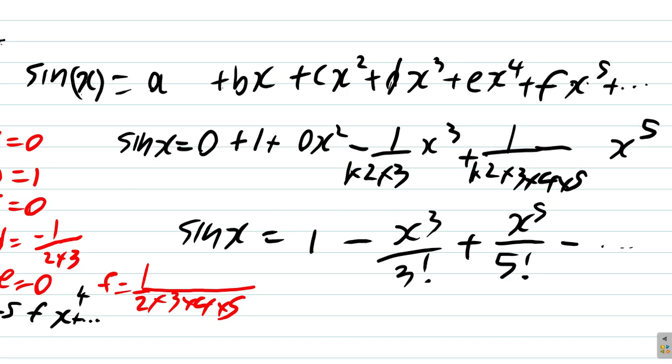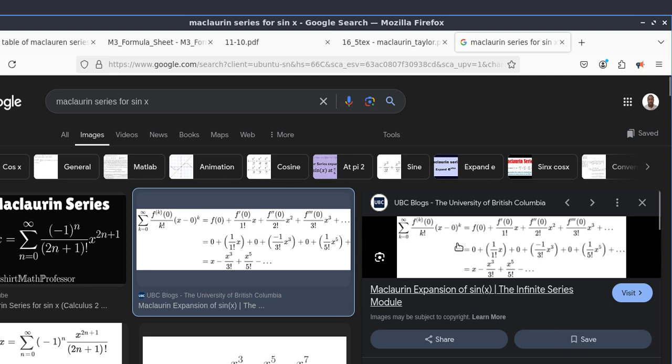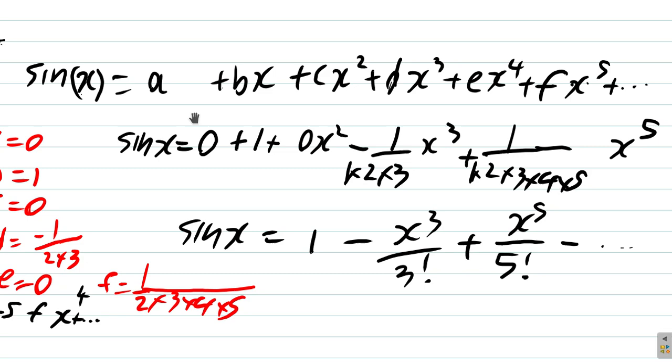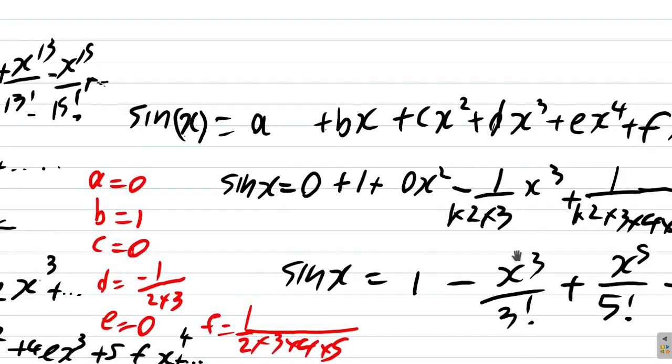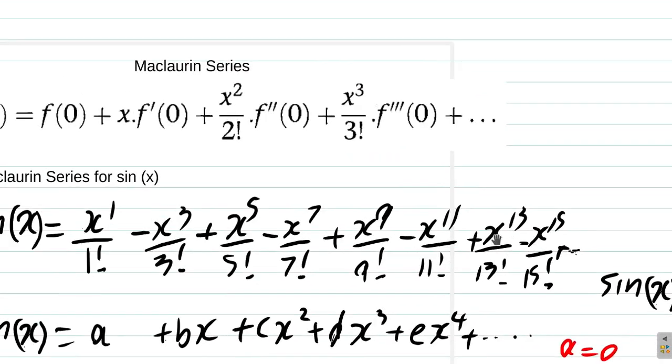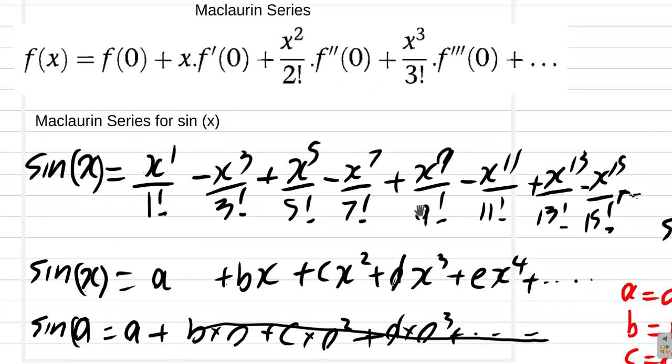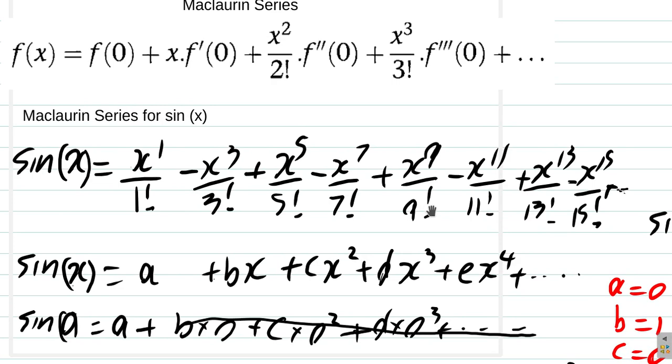So sine x, let's compare it with what we had. 1 minus x cubed over 3 factorial, plus x to the 5 over 5 factorial, minus, and so on and so forth, right? So that is the Maclaurin series for sine x, all right?